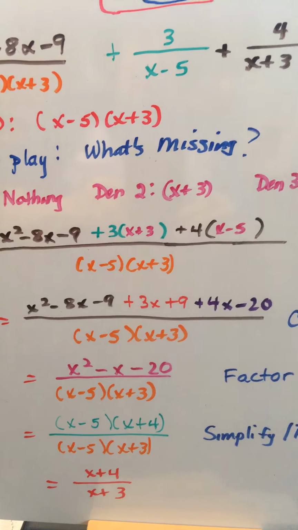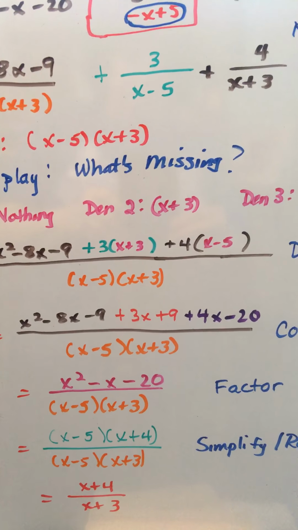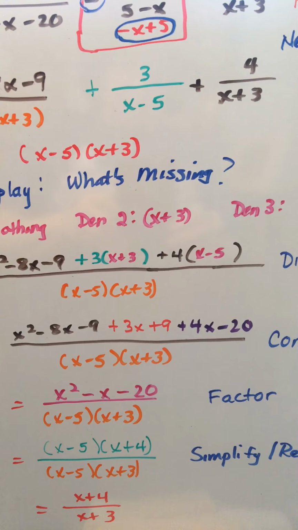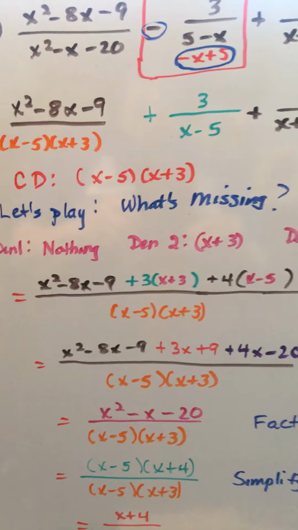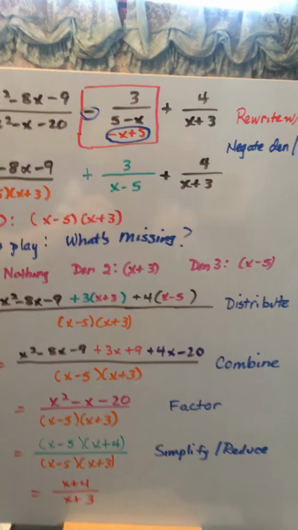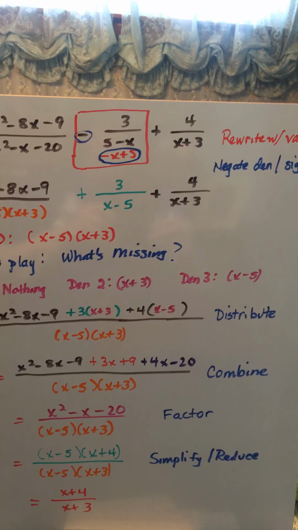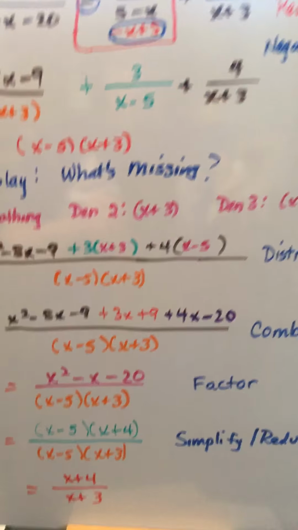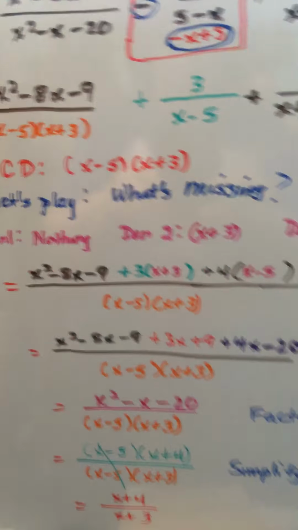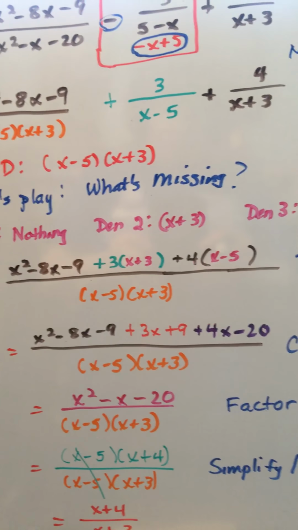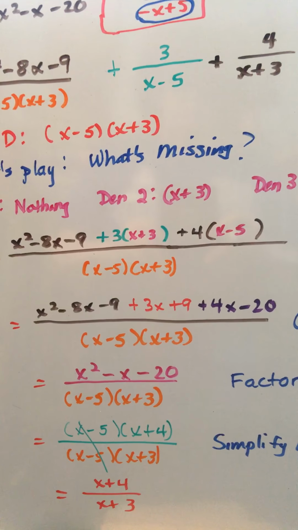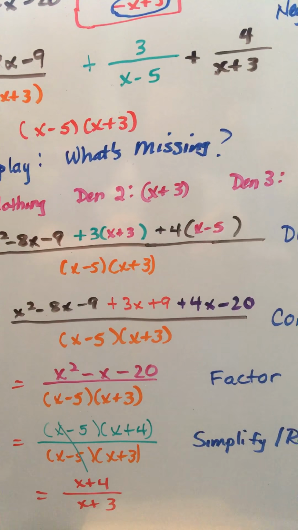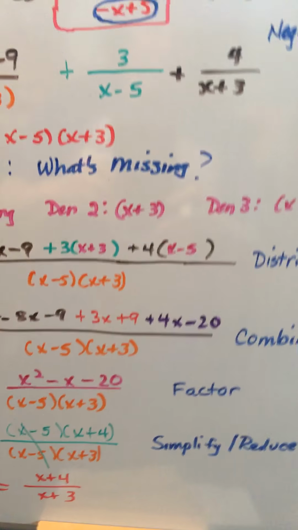What am I going to do? I'm going to go ahead and combine. What else do I have to do? I have to factor. And when I factor, I get x minus 5 and x minus 4. And now I must simplify because, again, these factors cancel. And so I'm left with x plus 4 over x plus 3. So ends the video.